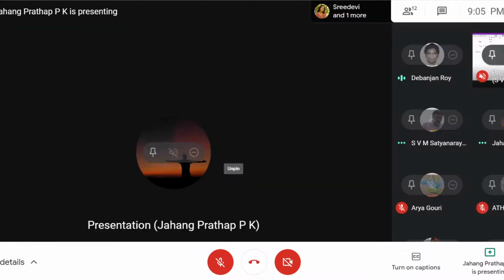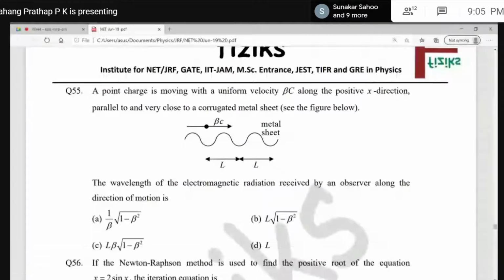Sir, I think in option A, the 1 should be replaced by L by beta. Yeah. That is required for the dimensions.